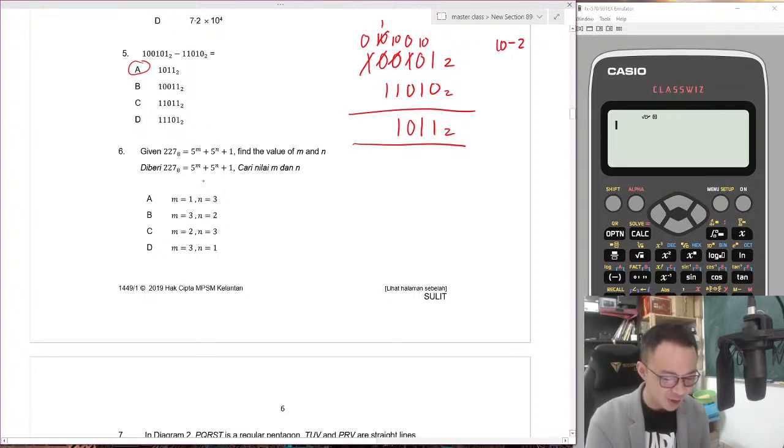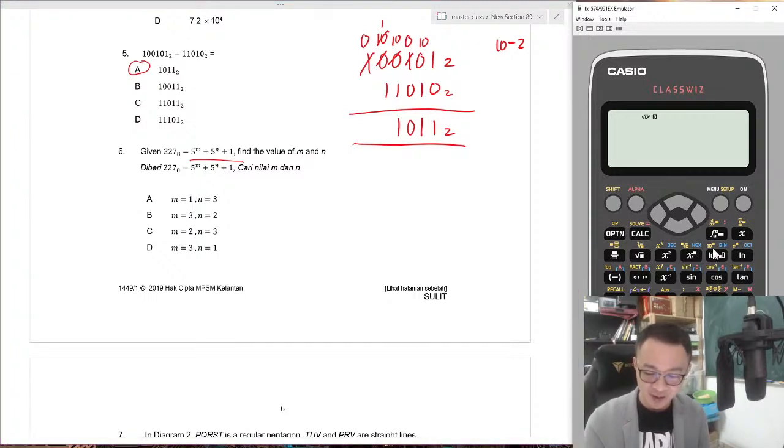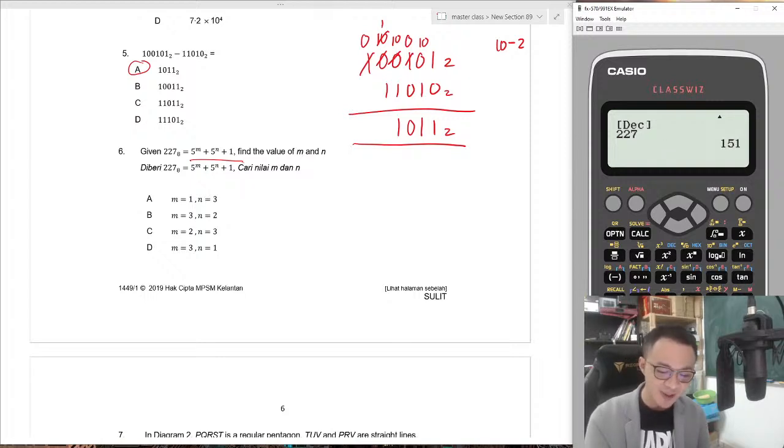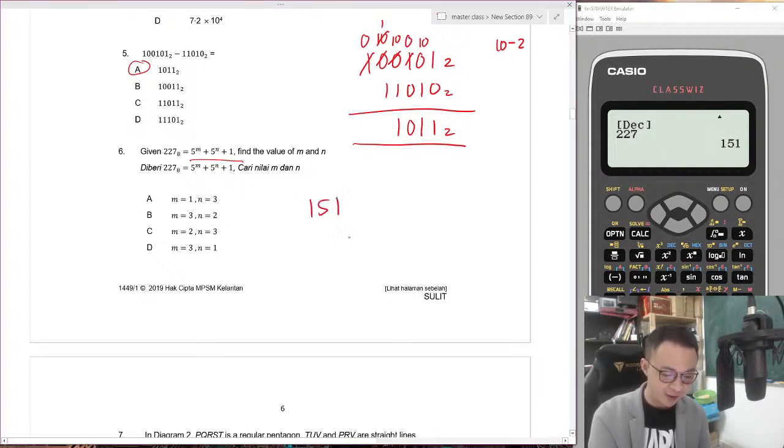Alright, this one, what you need to do is, because this is base 10, since it doesn't show any base number, I will convert the base 8 into base 10, and then do some simple comparing. So I will go to the base number, and look for OCT, which stands for base 8. I type 227, enter, and then convert to base 10, I look for DEC. You can see it's base 10. So base 10, it will be 151. There's a 1 at the back, right? So if I minus 1, I get 150.